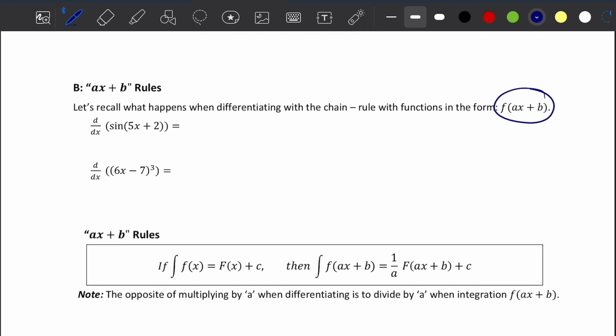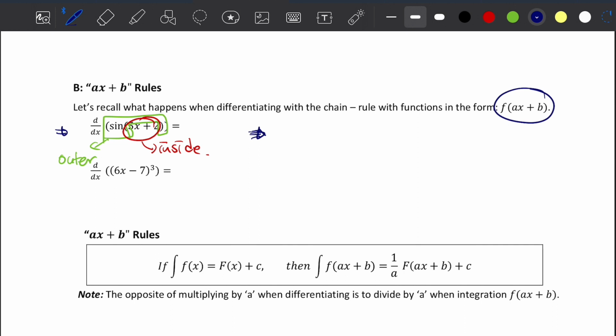When you look at this case, this means we need to differentiate sine of 5x plus 2. You can clearly see that this is a function inside a function. The outer function is sine x, and the inside function is 5x plus 2. So we need to use the chain rule to solve this. When you use the chain rule, we first have to differentiate the outer function.